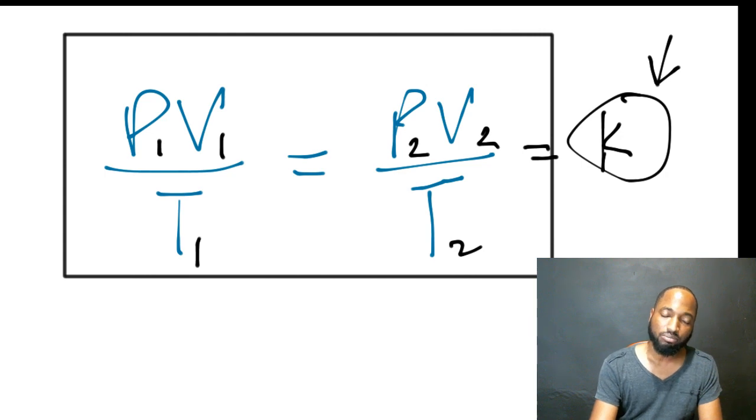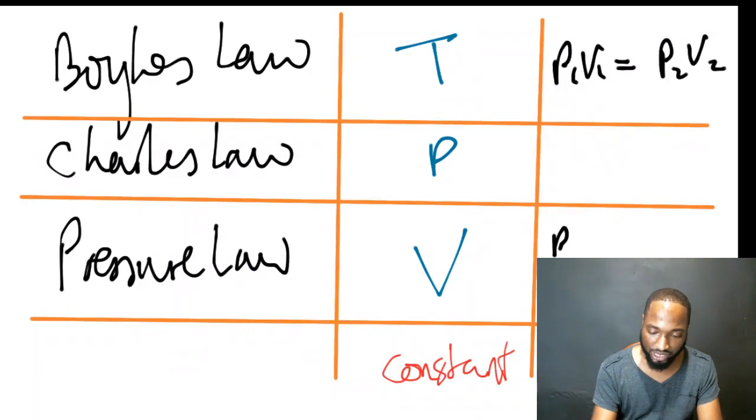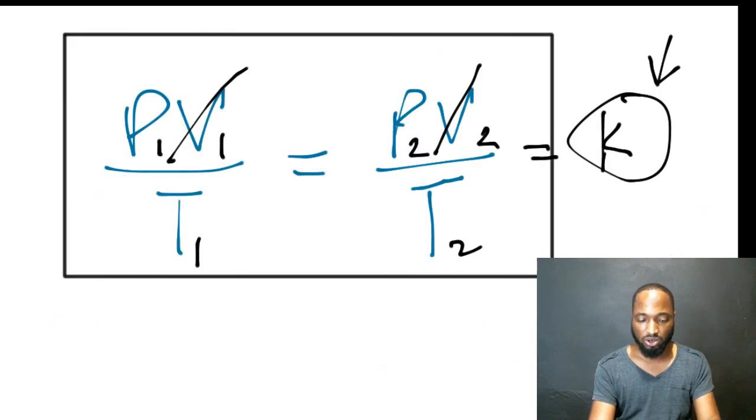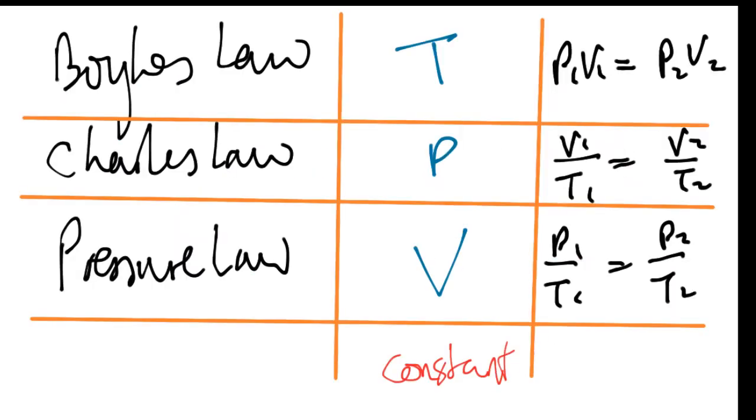Let's take the pressure law, where pressure is not constant, so we have to cross over the V. In the pressure law, you have P1 over T1 equals P2 over T2. This one would be V1 over T1 equals V2 over T2. That's the law there. Keep in mind, all the temperatures here have to be in Kelvin. Boyle's law, temperature is constant. Pressure law, volume has to be constant. Charles' law, pressure is constant. Use some of these things to solve that.